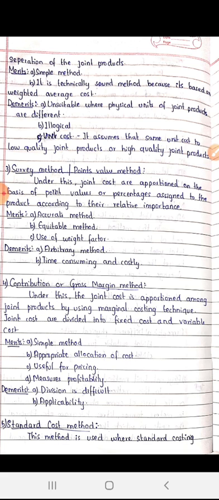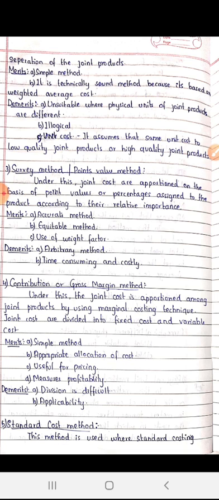And regarding unit cost, it assumes the same unit cost for low quality joint products and high quality joint products. Here the same unit cost is taken for the low quality and the high quality. Okay, this is about the second method, on the basis of the physical units of raw material used.